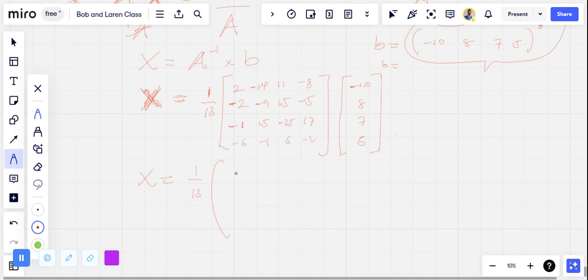That is 2 times minus 10. That's minus 20. Minus 14. Minus 14 times 8. Minus something. Put it here. 11 times 7. That's plus 77. Minus 8 times 5. That's minus 45. So that aside.